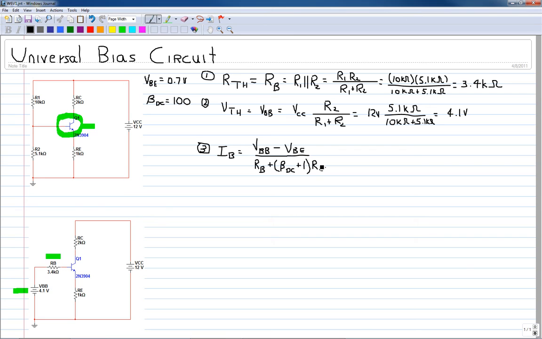Substituting in for these values, this is equal to 4.1 volts minus 0.7 of a volt divided by 3.4k ohms plus 100 plus 1 times 1k ohms.